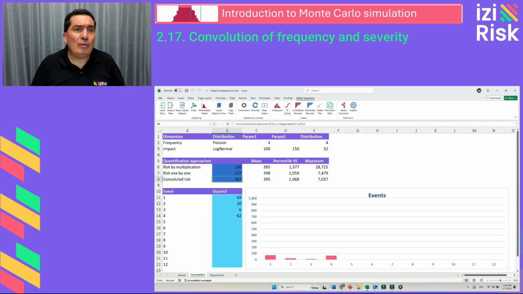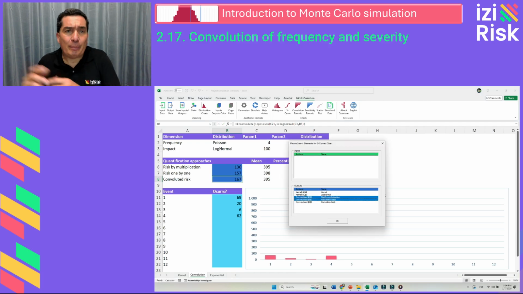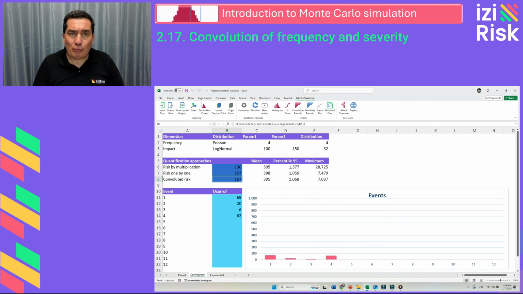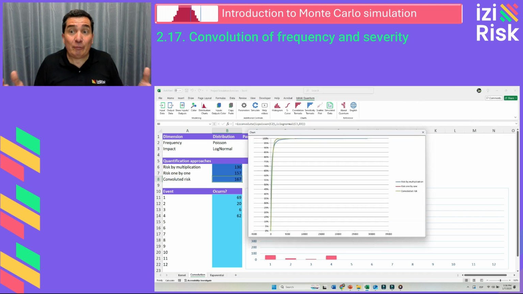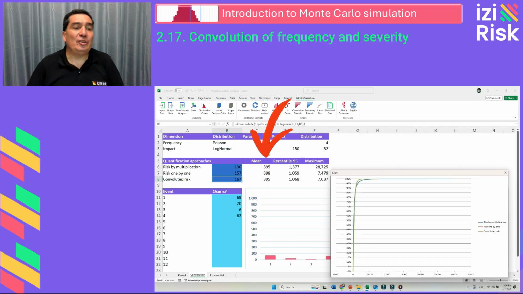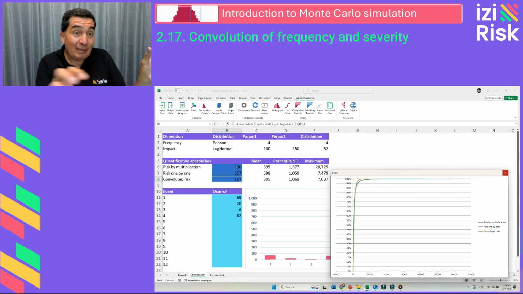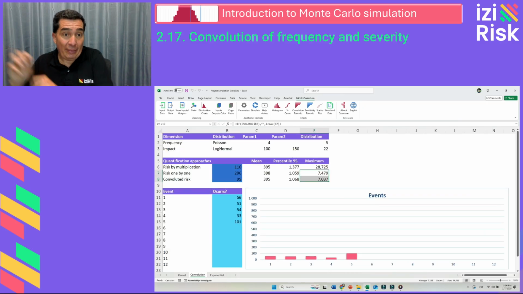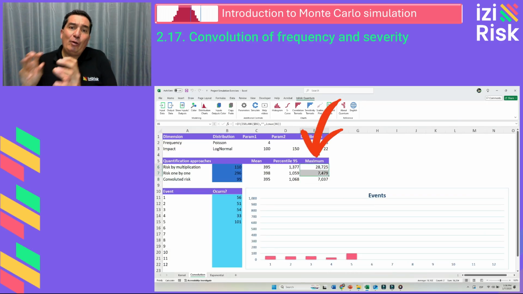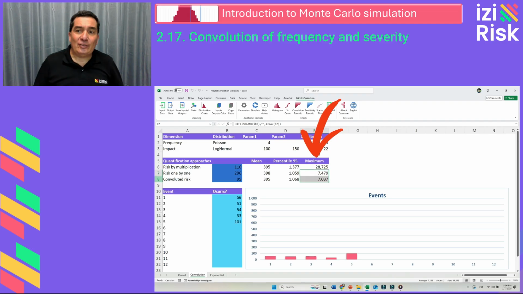So we view the results of this convolution approach. After running the simulation with this third approach and comparing it with the previous two, the mean matches the previous approaches. The 95th percentile shows significant differences from the multiplicative approach, aligning more closely with the one-to-one method. At the maximum, the convolution approach avoids exaggerating the tails, delivering more realistic results.